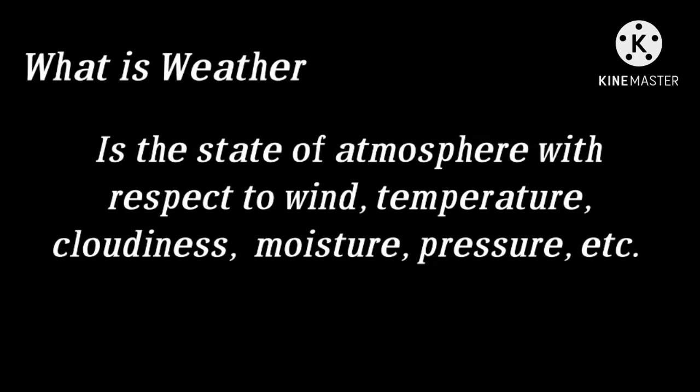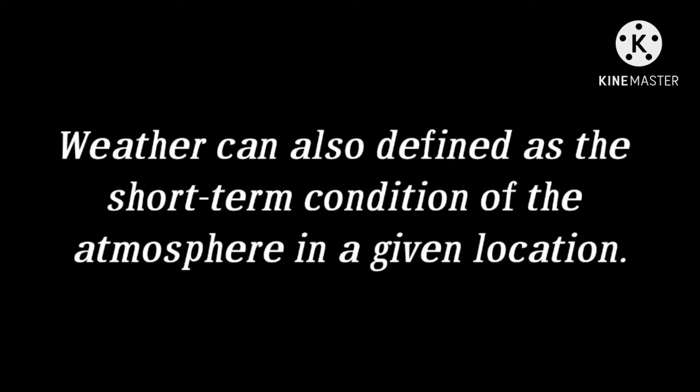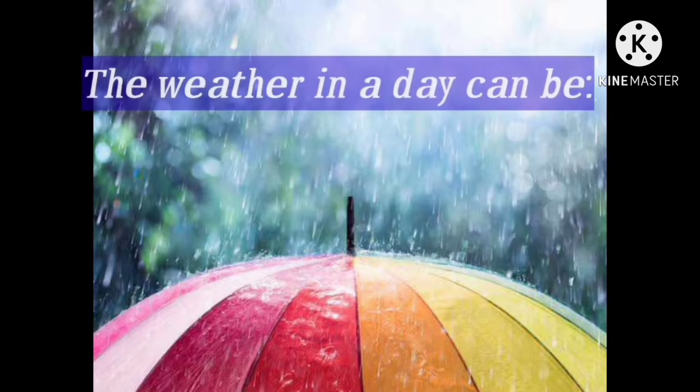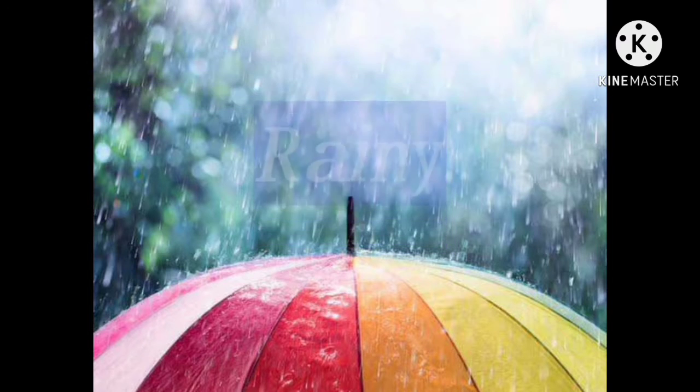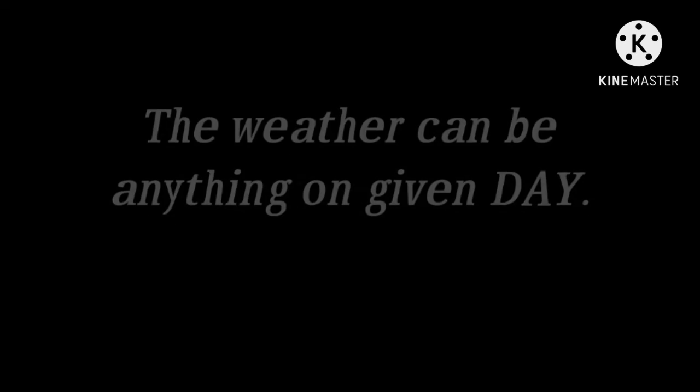First, we are going to discuss the definition of weather. So what is weather? Weather is the state of atmosphere with respect to wind, temperature, cloudiness, moisture, pressure, etc. Weather is also defined as the short-term condition of the atmosphere in a given location. For example, the weather in a day can be rainy, sunny, and cloudy. But always remember that the weather can be anything on a given day.